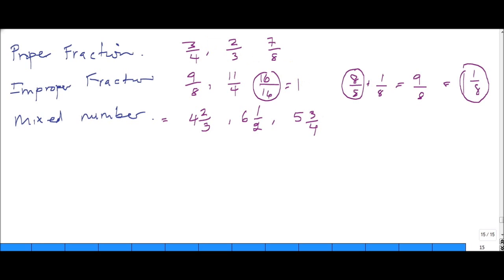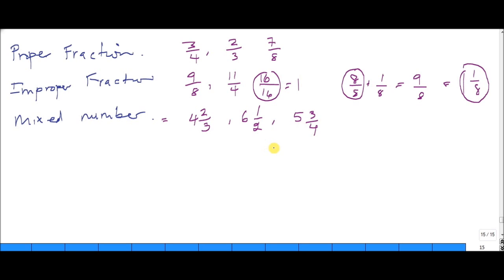Now, quickly, we see that there is a link between improper fractions and mixed numbers, because here we had 9/8, and we could show that 8/8 plus another 1/8 gave us 9/8, which shows we have 1 whole and 1/8. Similarly, we could change these mixed numbers back to improper fractions.